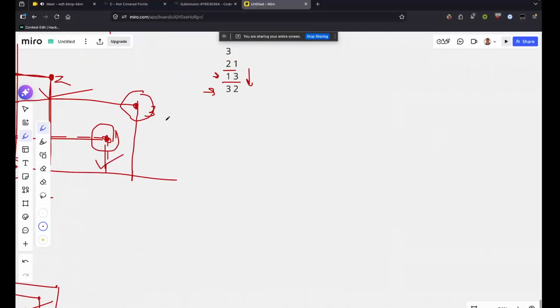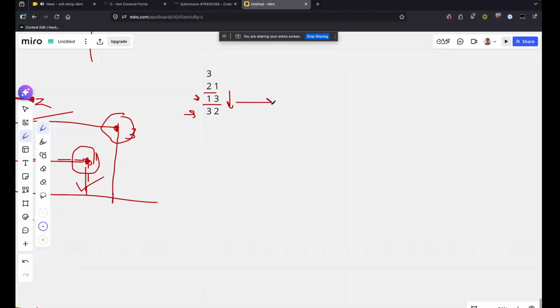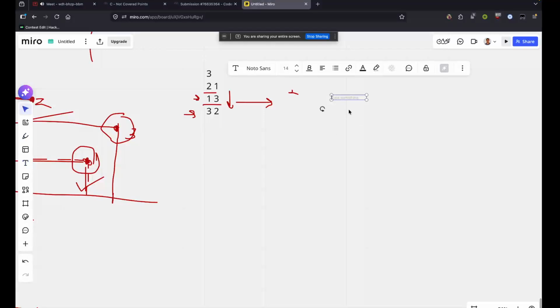If I take this test case, I first sort it on the basis of the x coordinate. If I sort it on the basis of the x coordinate, it will look like 1 3, 2 1, and 3 2. I first take it as input in a pair of vectors and then sort it on the basis of the first coordinate. That is the default sorting.